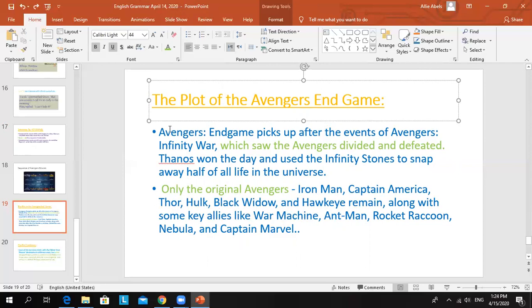So we see here in this particular plot that I wrote here, I'm basically mentioning how the story started. How did Avengers Endgame start? It started after the previous movie, Infinity War. And this was the start of how the Endgame basically started, right? Where the Avengers were divided, they were fighting amongst each other, and Thanos basically took the Infinity Stones and he destroyed half of the universe. And only these guys of the Avengers remained.